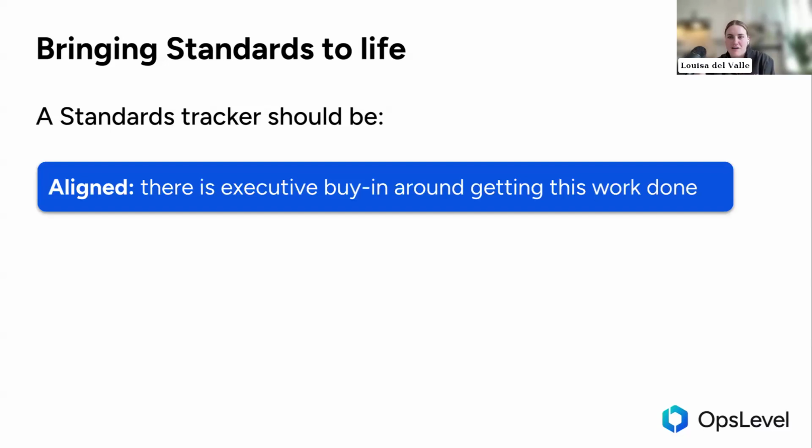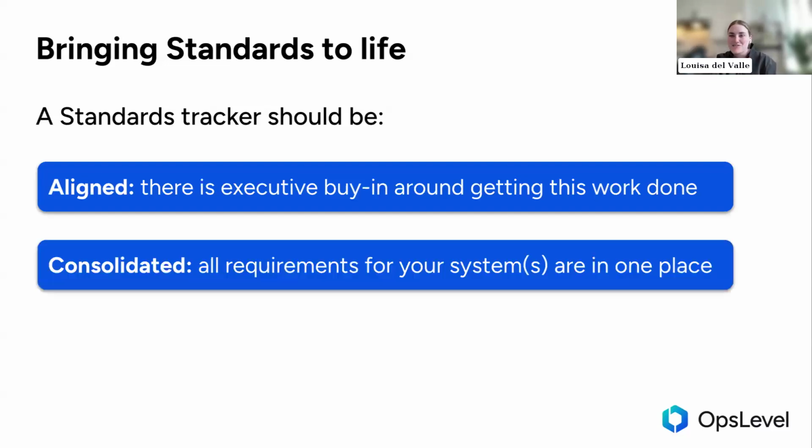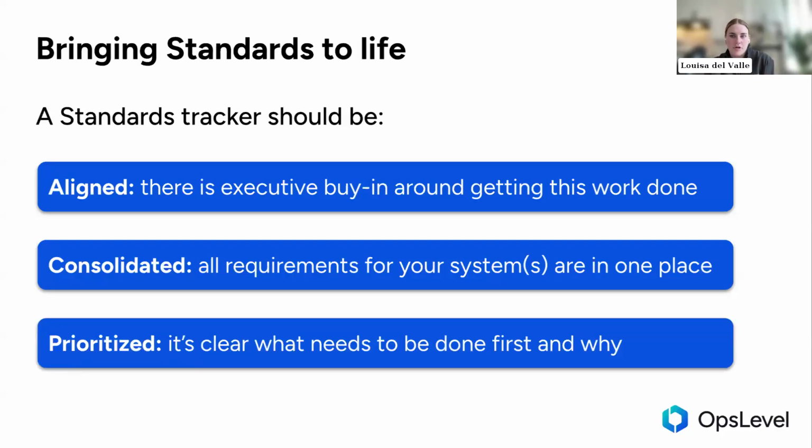There's executive buy-in around getting this work done. That is foundational, like bedrock of this type of program succeeding, is we need alignment and executive buy-in to do this work. Probably sick of hearing me say that. Second is consolidated. So all of the requirements for you as a driving team, you as a service owner, all of my requirements for my services, my systems, all of my estate are in one place. And then lastly is prioritized. It's clear as a service owner what needs to be done first and why.